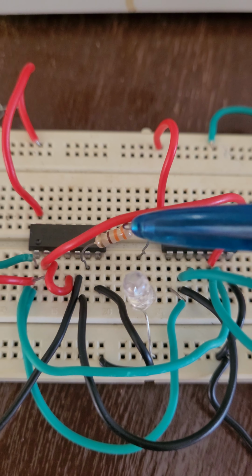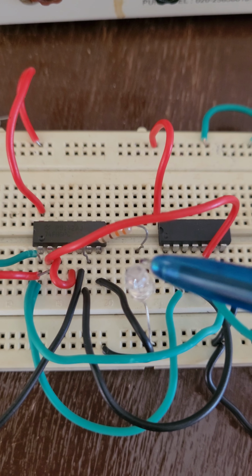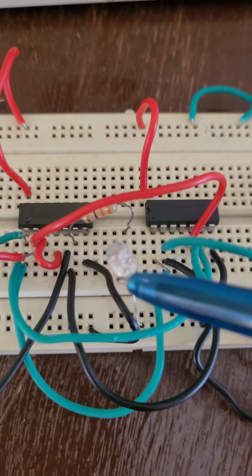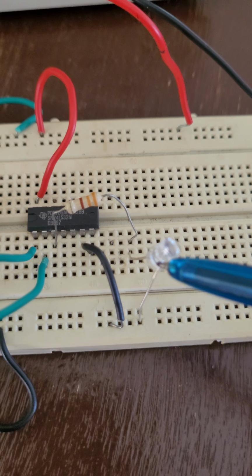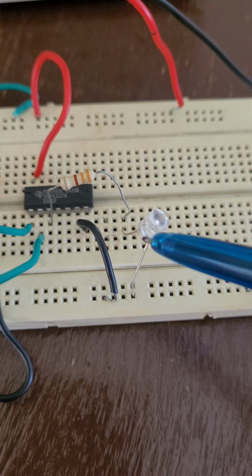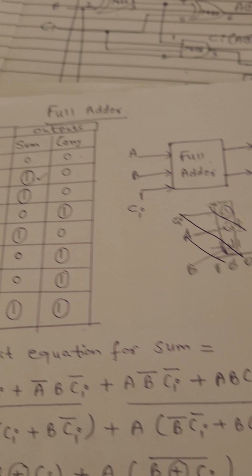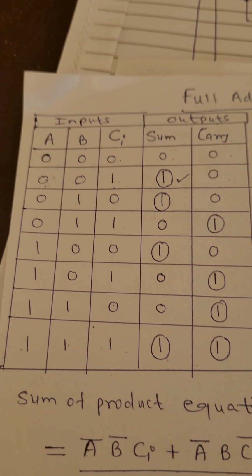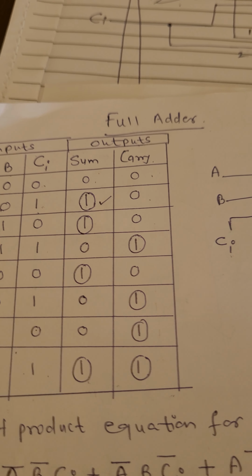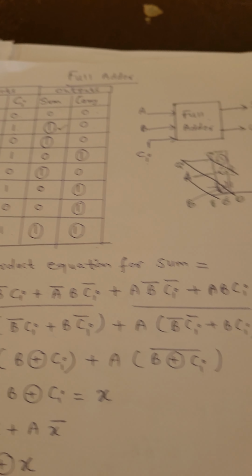Then for the sum, this is the resistor, a current limiting resistor, used because I am connecting an LED over here. So I need a current limiting resistor in series with that. This LED is for showing the sum output, while this LED along with the resistor, again in series, is showing the carry output. Now we will check whether it is working as per our truth table. I will show you a few combinations and we'll see whether it works.